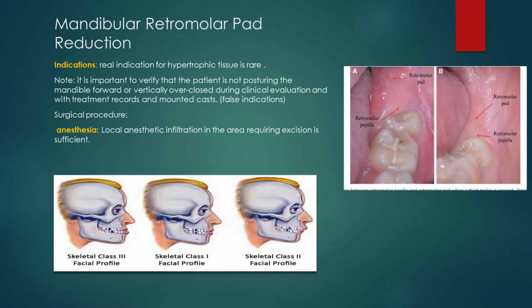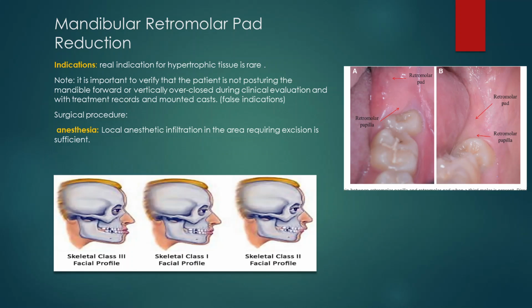The indication for mandibular retromolar pad reduction is very rare. There is a false indication for this procedure because when the patient loses his teeth, he loses his correct occlusion, so the jaw relation will be incorrect because the patient tends to protrude the mandible forward. So the dentist should make sure that there is contact of the retromolar pad area when the patient is in centric occlusion before referring the patient to a surgeon.